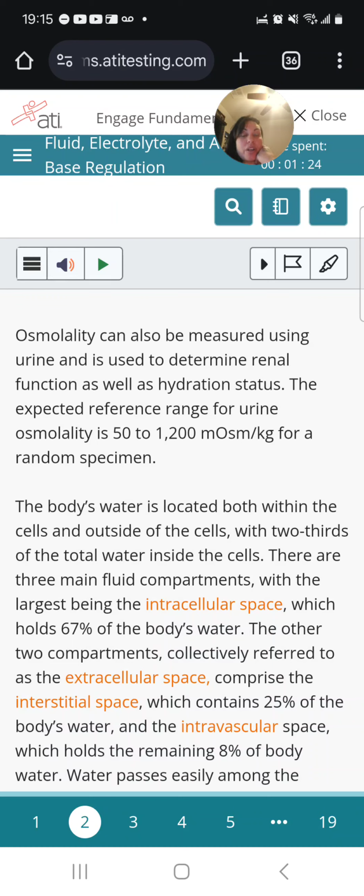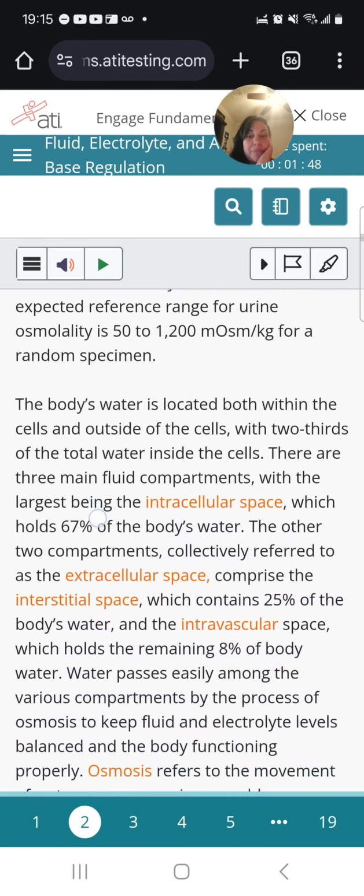So there are 3 main fluid compartments, with the largest being the intracellular space, which holds 67% of the body's water. The other 2 compartments, collectively referred to as the extracellular space, comprise the interstitial space, which contains 25% of the body's water, and the intravascular space, which holds the remaining 8% of the body's water.